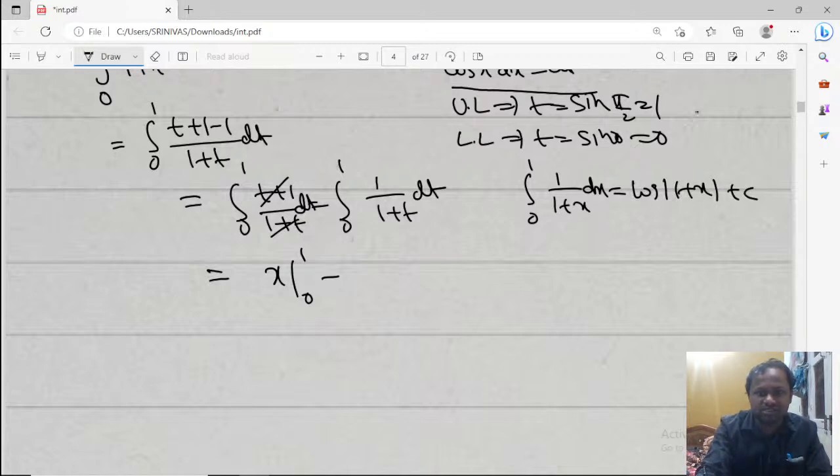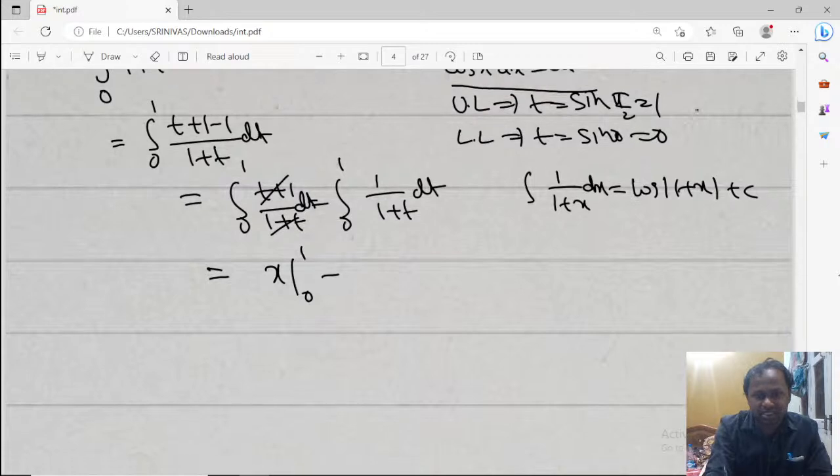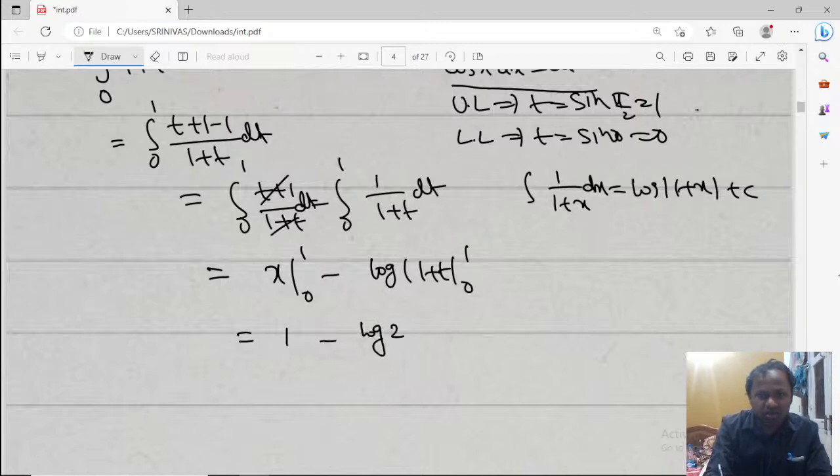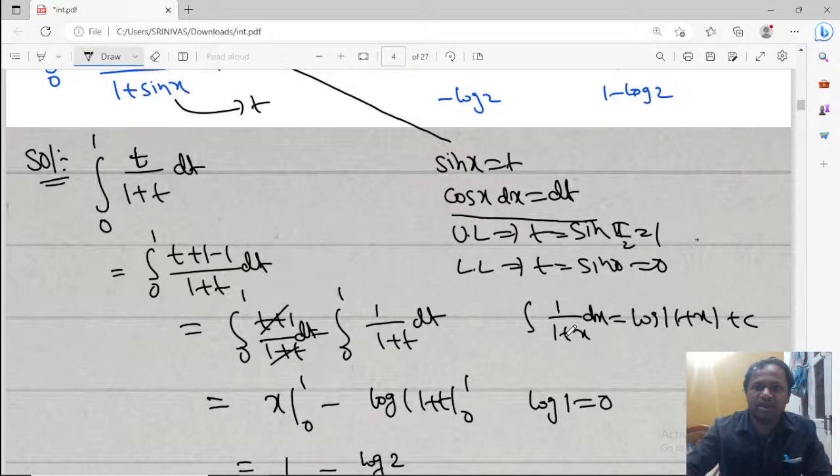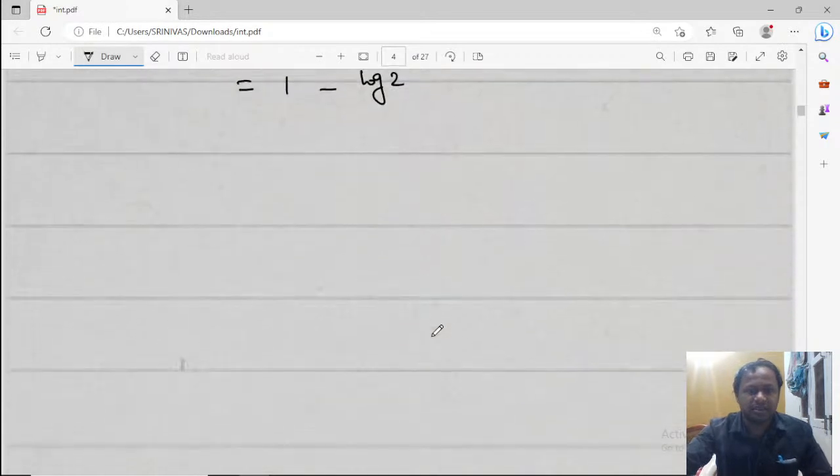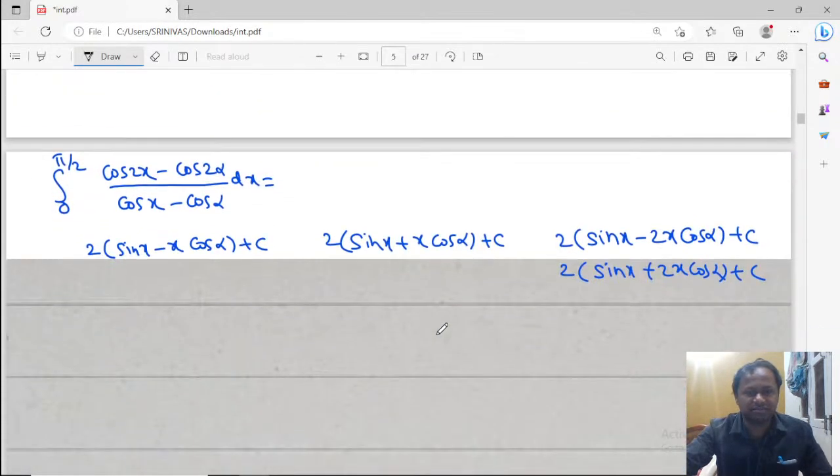t dt, 0 to 1, 1 by 1 plus t dt is equal to log mod 1 plus t plus c. Of course, here integral 0 to 1 if I take, so 1 by 1 plus t is nothing but what we get? Log mod 1 plus t, limits 0 to 1. So its value will be 1 minus log 2, because log 1 value how much? 0. So 1 minus log 2. So this will be the answer. Okay. Next, let me move on to one more question.